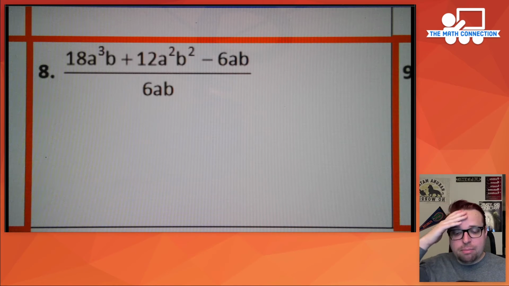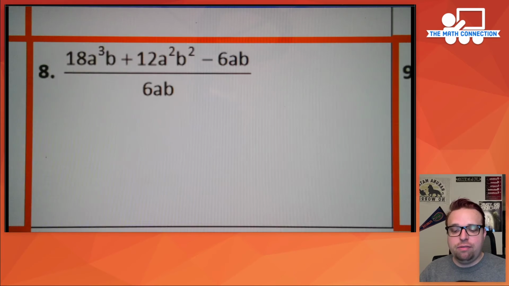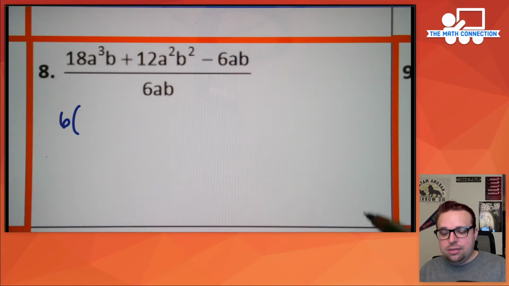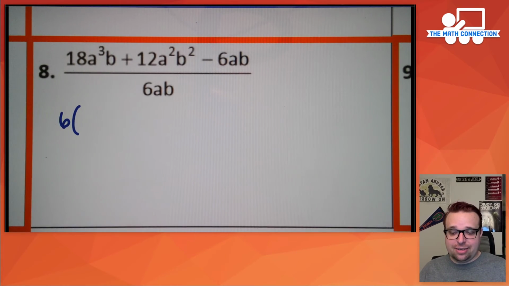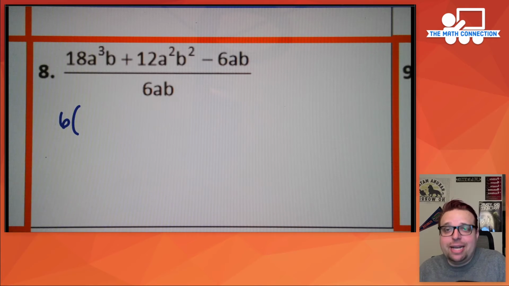Let's look at the numbers first on the numerator. Do 18, 12, and 6 have anything in common, like a common factor? The answer would be, yeah, of course. They all have 6 in common. So I can factor out a 6. If I factored out a 6, I have to go term by term and divide by 6 to find out what's left.